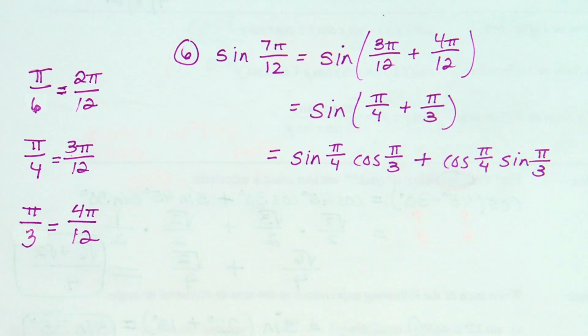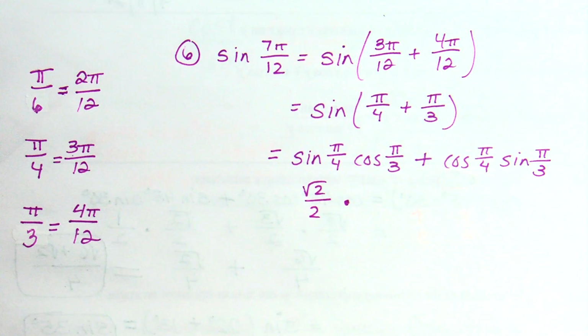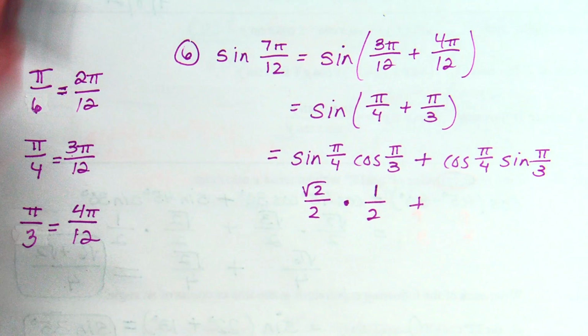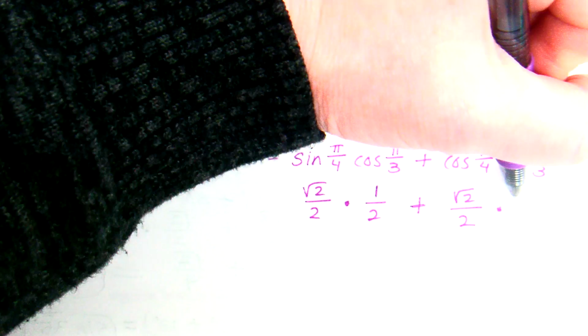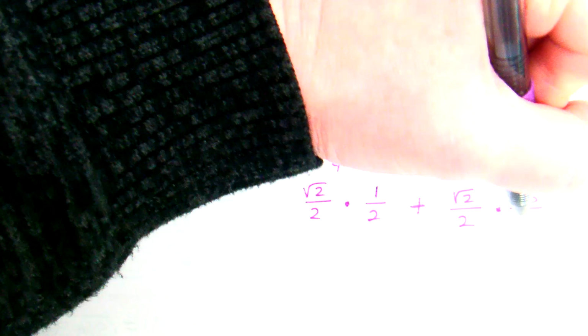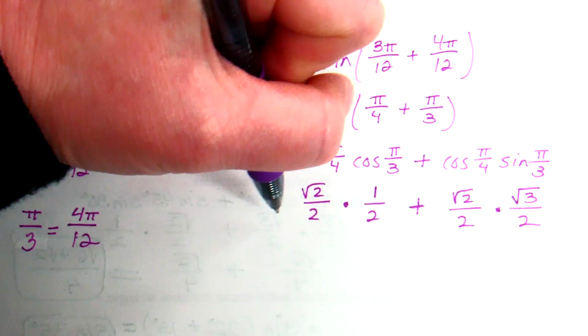Do you remember what to do from here? The chart, right? What is sine of pi over 4? Square root of 2 over 2. What is cosine of pi over 3? One half. Plus, what is cosine of pi over 4? Square root of 2 over 2. And what is sine of pi over 3? Square root of 3 over 2.